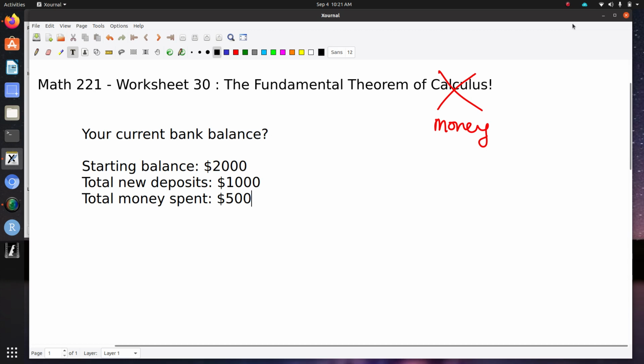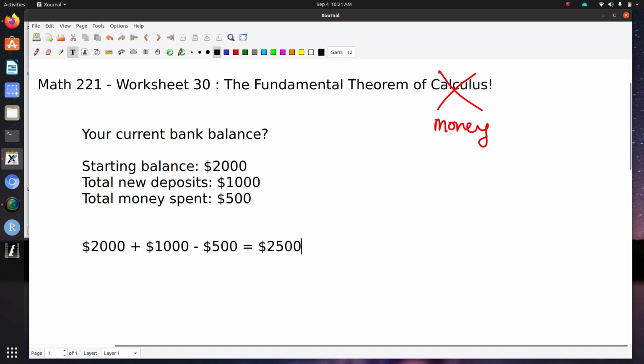So maybe I was living in the dorm and I didn't have any expenses, but every now and again I'd go out to eat or I needed some new clothes or shampoo or whatever. So maybe I spent $500. What would be my current balance in that situation? Well, you would simply do 2,000 plus 1,000 minus 500, which would be, in this case, if I did this right, 2,500.